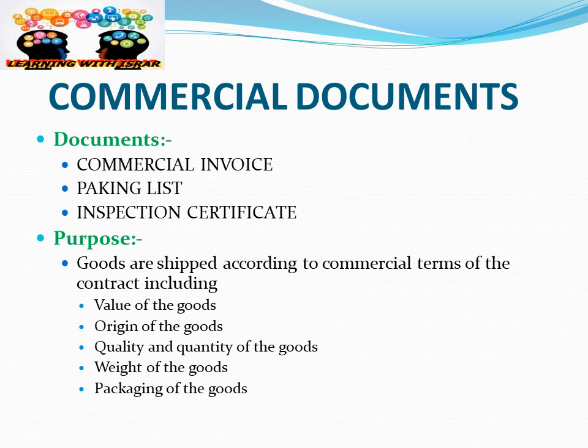Next set of documents is related to commercial documents, which includes the commercial invoice, packing list, and inspection certificate. The purpose of these is to show the goods are shipped according to the commercial terms of the contract, including value of the goods, the origin of the goods, quality and quantity of the goods, weight of the goods, and packaging of the goods. So these are included in these three documents: commercial invoice, packing list, and inspection certificate.